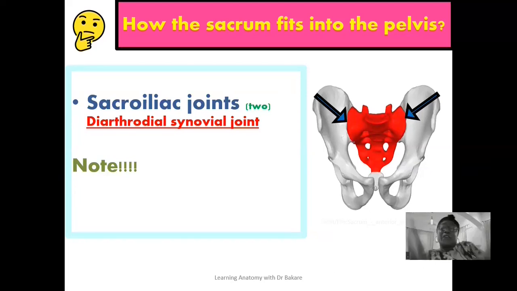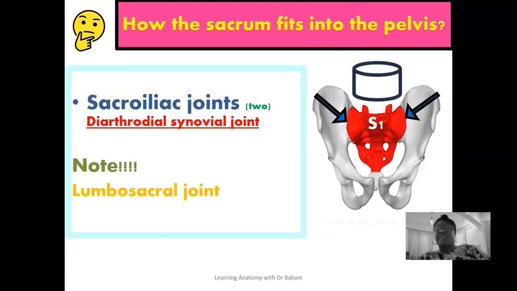Then it's important for us to note that apart from the sacrum creating a link with the ilium, it is also seen to form a connection point with the fifth lumbar vertebra. This is where we have the first sacral bone up here at the most superior part. And above it, we have the fifth lumbar vertebra. And this fifth lumbar vertebra is seen to be connected with the first sacral vertebra through the intervertebral disc.